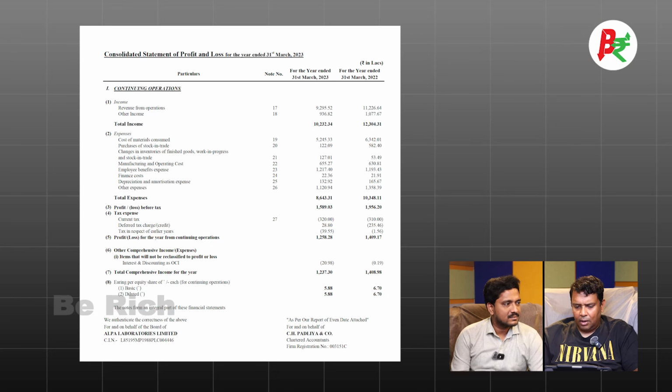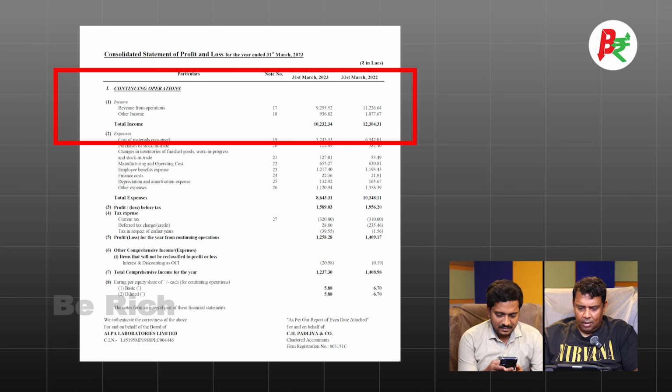So for this company, Alpha Laboratories, are they exporting? Did you check? On a surface level, I saw that. Let me pull this up. If I see the consolidated profit and loss, total income says revenue from operations, and almost 10% is from other income. So how much should that percentage be?